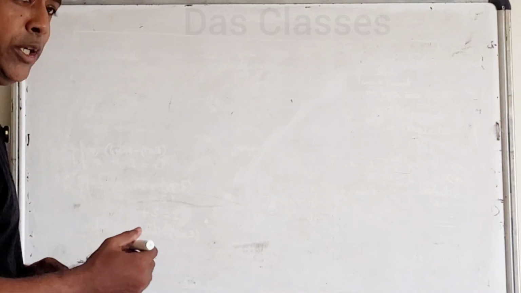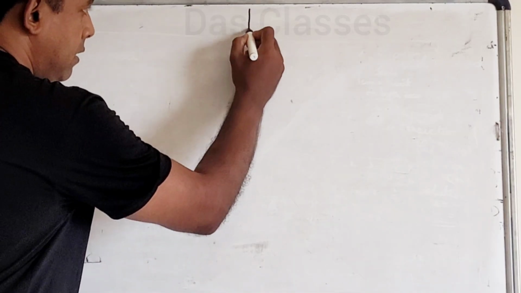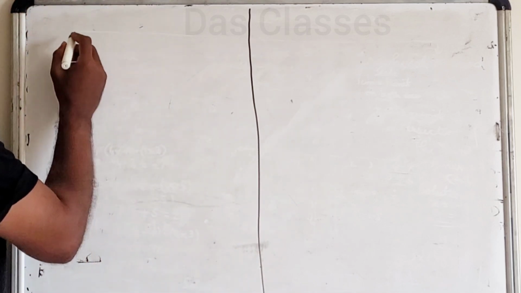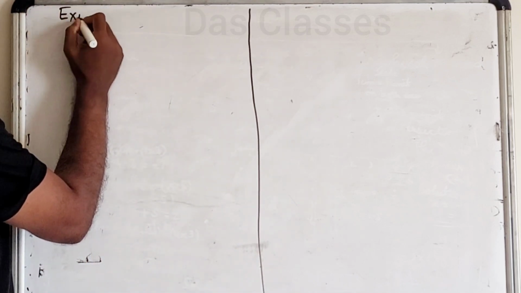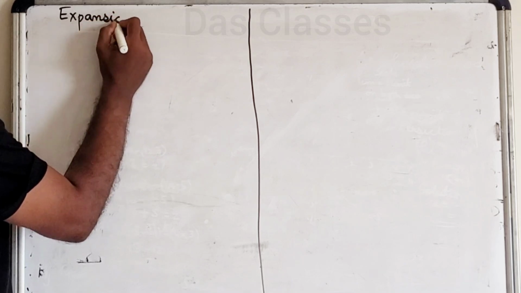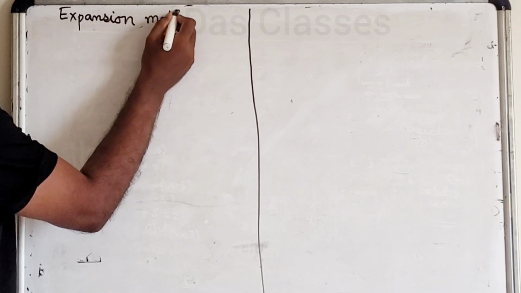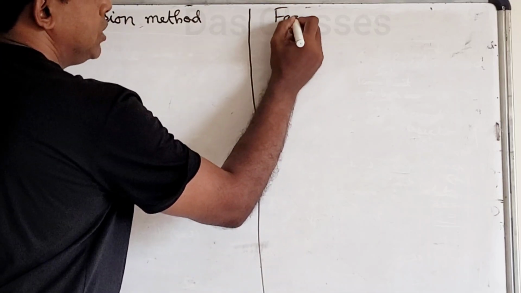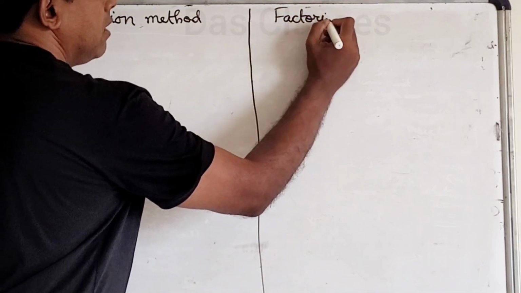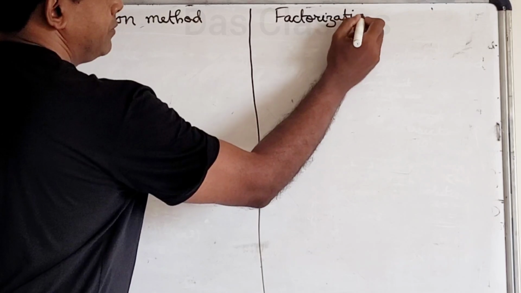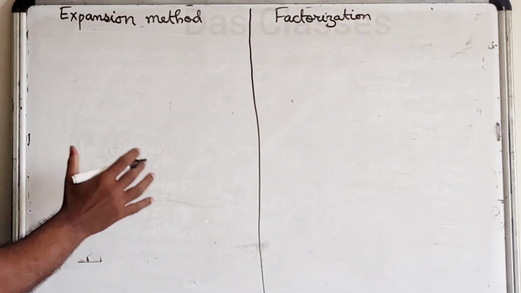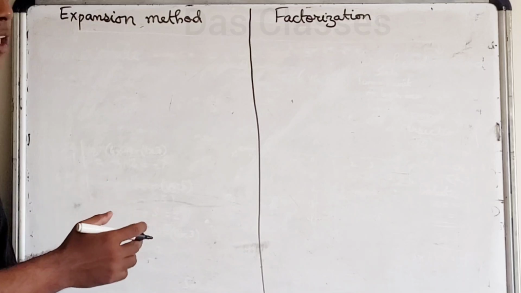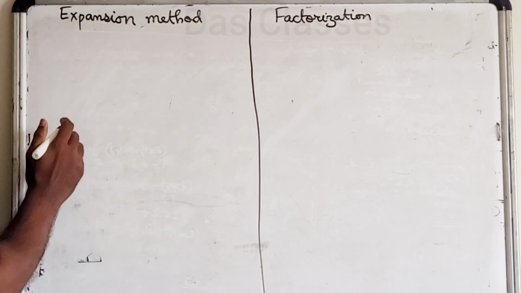We'll divide the board into two parts: one to solve by the expansion method, and the other by the factorization method. We will see the difference in three basic formulas which are asked and which students find confusing.